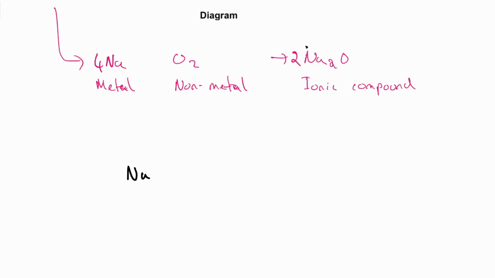So if we just take this on its own, ignore this 2 for now. We don't need to worry about that. The compound itself, the formula is Na2O. That means we have 2 sodium atoms for every 1 oxygen atom, okay? That is what forms our compound. So in our compound, that's the formula we're going to be looking at. So we need to draw 2 sodium atoms and 1 oxygen atom, okay?